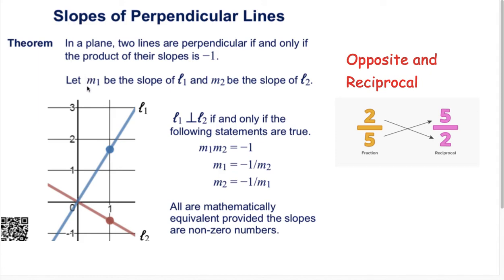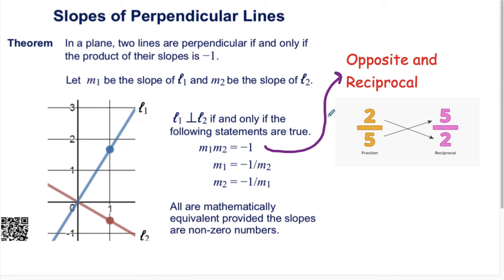Okay, so let's begin. It says in the plane, two lines are perpendicular if and only if the product of their slopes is -1. This means that line 1 and line 2 are only perpendicular if you multiply the two slopes together and they equal -1. Now, the only way we can achieve that is if one slope is the opposite and reciprocal of the other.